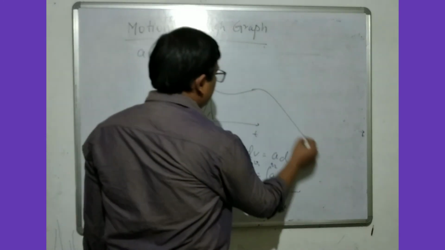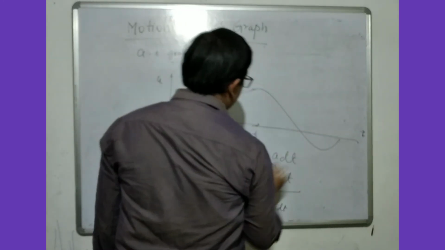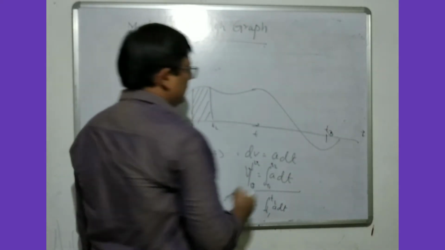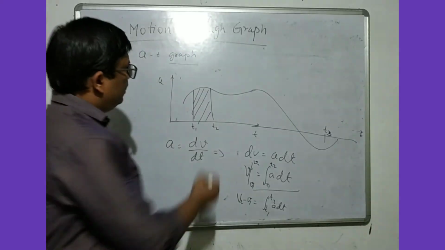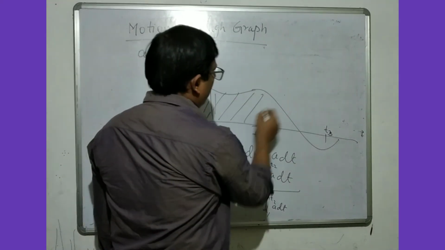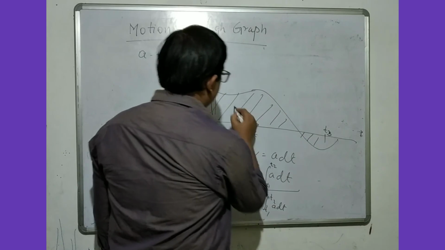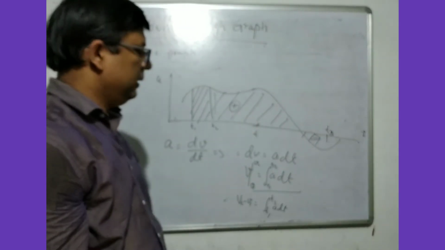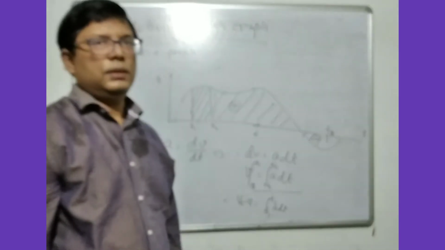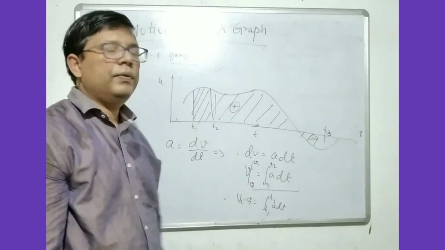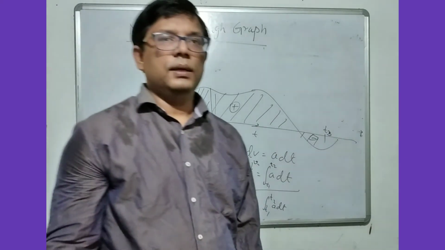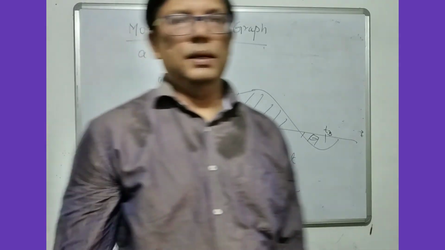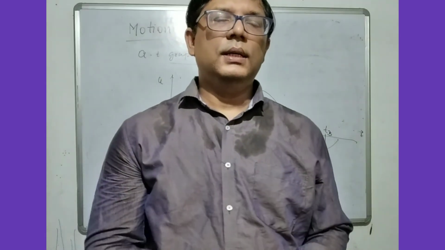This graph again can go downward also, and if we want to calculate the change in velocity, then again we have to calculate all these areas, and this will be positive, this will be negative. You will have to subtract this part from this part, and that will give the change in velocity. So this is the basic understanding of position, displacement time graph, velocity time graph, and acceleration time graph. You can predict everything very easily.